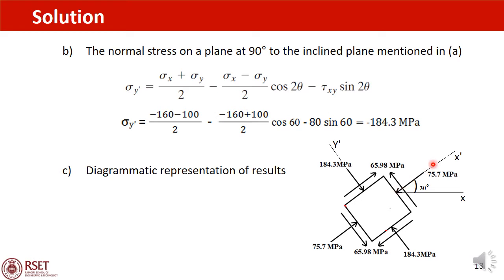Now along the x dash axis, we get the value of sigma x dash, which is a negative value, and that is why it is represented as acting towards the element. So its magnitude is 75.7 megapascal. The value of sigma y dash also is negative, and hence it is also represented as acting towards the element, and its magnitude is 184.3 megapascal. And we got a positive shear stress tau x dash y dash equal to 65.98 megapascal acting on the element, and that can be represented like this.